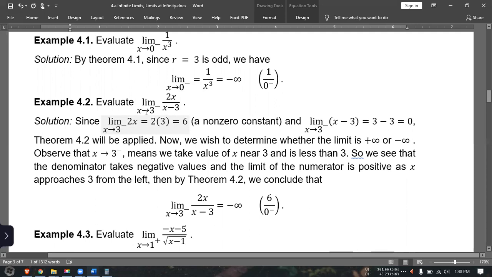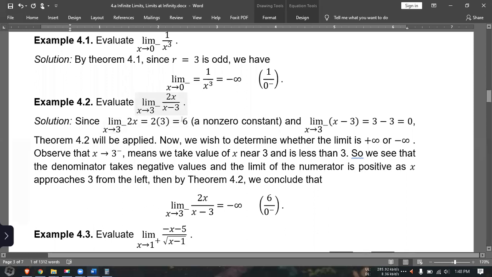So, again, evaluating our numerator gives us 6. By theorem 3.3, direct substitution, 2 times 3 is 6. 6 here is a non-zero constant. At the same time, 6 is a positive value. Therefore, our numerator is greater than 0.